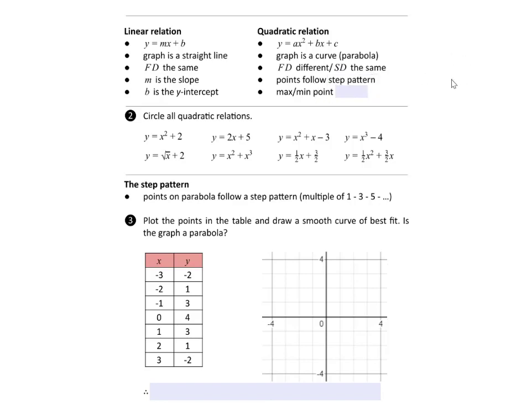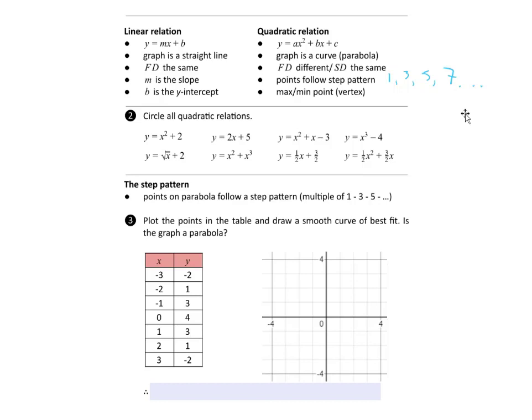Some points to follow will be our step pattern. Step patterns will be multiples of 1, 3, 5, and 7, and so on and so forth. Notice that these are increasing by 2. It'll be multiples of these numbers, 1, 3, 5, 7. Sometimes denoted with a dash in between. I like to use commas because it's a sequence. The maximum and minimum point of a parabola is called the vertex.